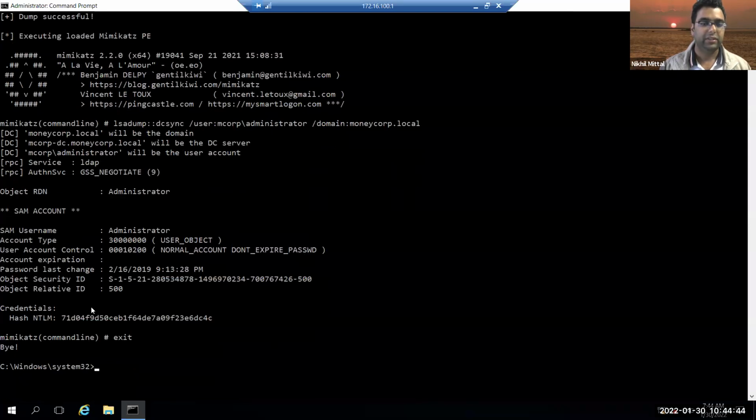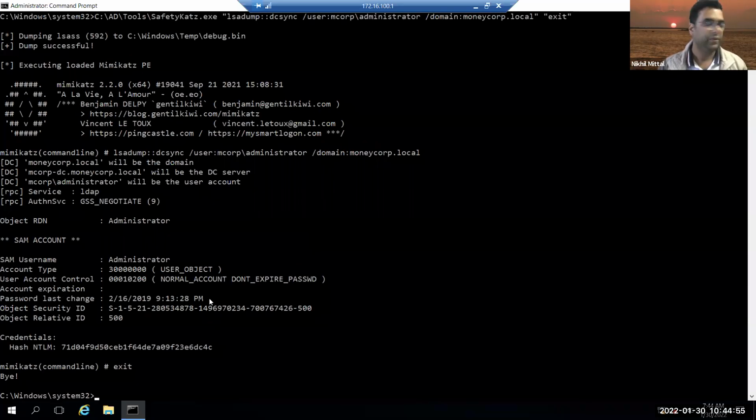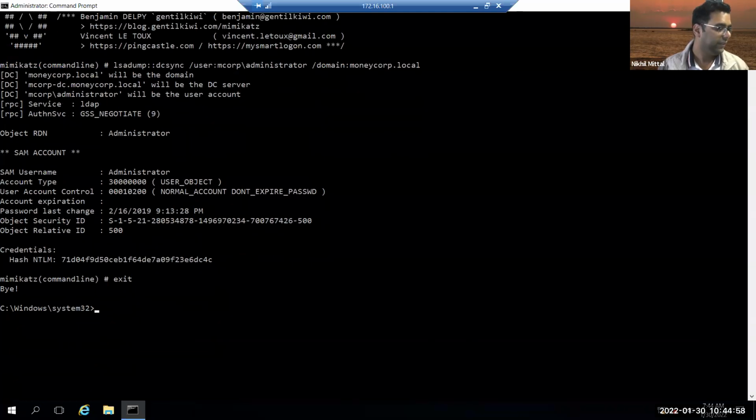All right, that is the administrator of forest root. And then you can use overpass the hash with that. Is that enough? Are you not entertained? All right. So that is how you can actually go ahead and get an interactive shell. If you're using overpass the hash, then you can also use PowerShell remoting or WinRM, the more convenient ones, you can use that as well.